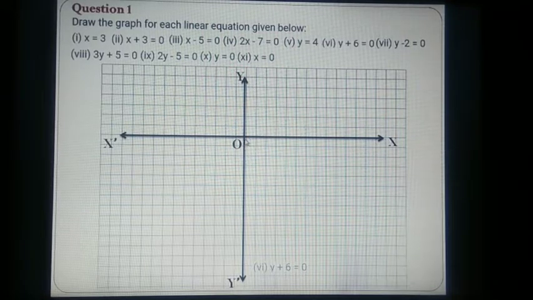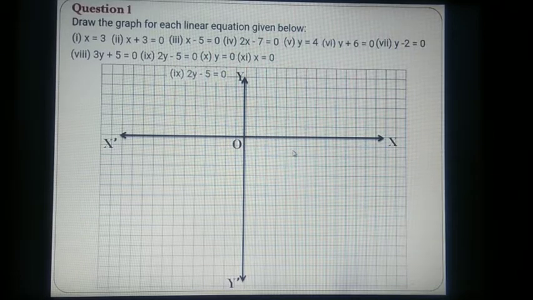So we have to search 6 units, so it will be 6 into 2, that is 12. From here we have to count 12, but since y equals minus, that is negative, we need to go down. We'll start from here and go down till 12. If you go down till 12, this will be your line parallel to the x-axis. Pause the video to note down the graph.